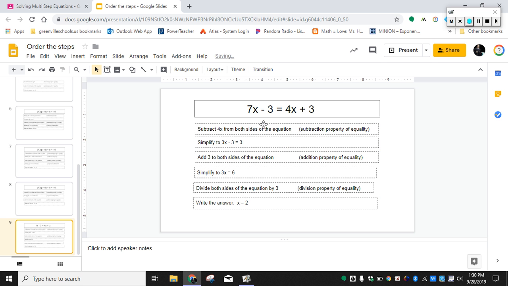So even though doing your work on your paper, you may add 3 first, according to these steps, I have to subtract 4x first. So just some things that I noticed with this exercise that consistently folks were getting confused about.